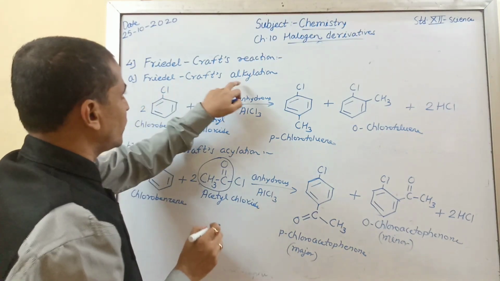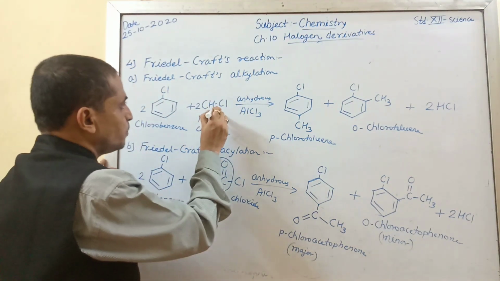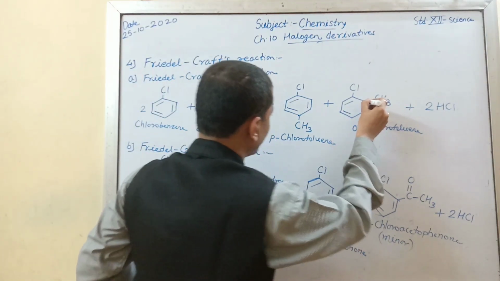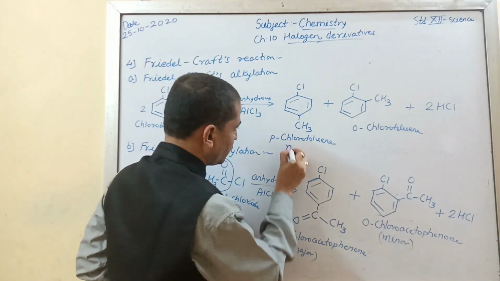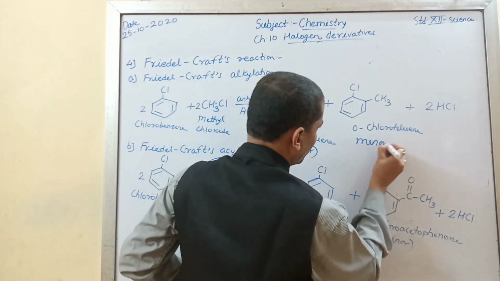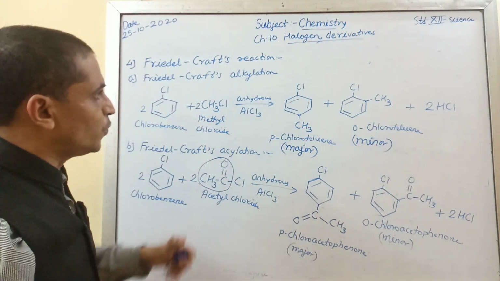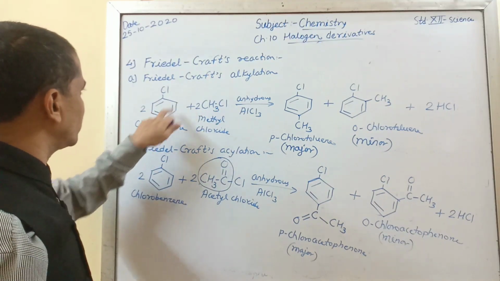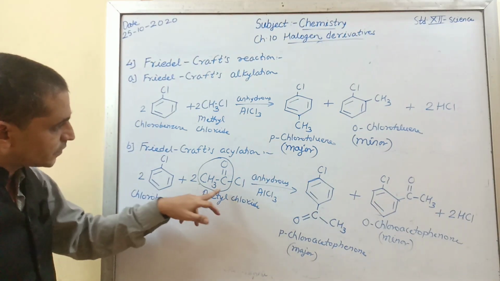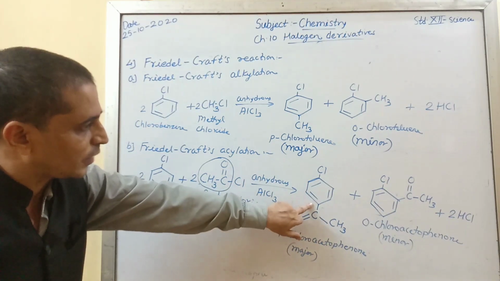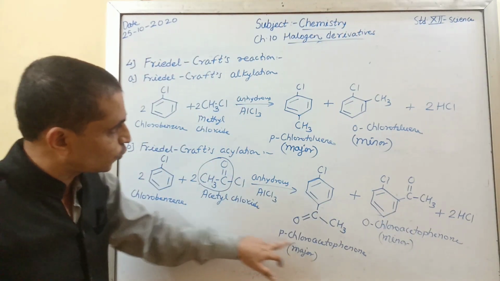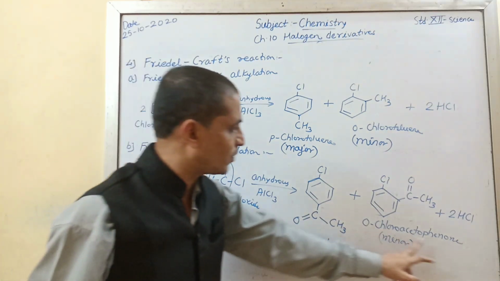Now come to Friedel-Crafts alkylation. What happens here? The methyl group attacks at the para position, and here the methyl group attacks at the ortho position. Therefore, you get para-chlorotoluene, which is major. Always remember, para products are major and ortho products are minor. So here you get 2HCl, as two hydrogen atoms are lost. Now see again, the same thing happens. COCH3 attacks at the para position and COCH3 attacks at the ortho position. Therefore here you get para-chloroacetophenone, which is major, and ortho-chloroacetophenone, which is minor.